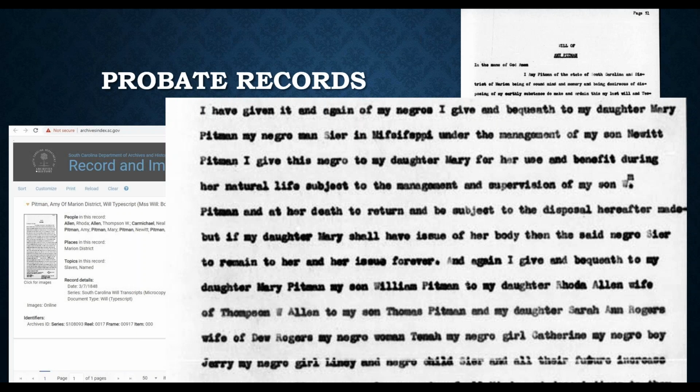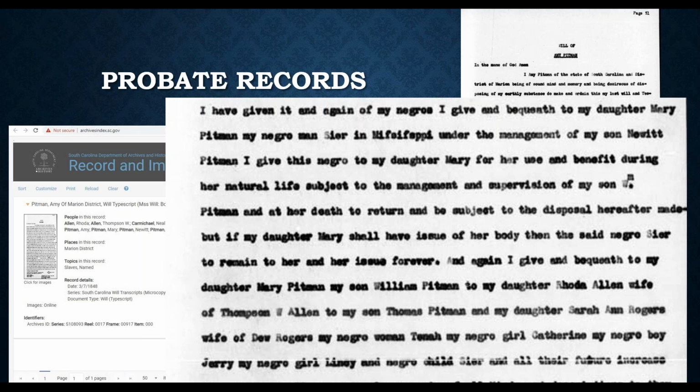And in the South, one of the things we have to deal with is that African Americans were owned as property. And so it is a little bit difficult sometimes to grapple with, but we have to deal with the documents as they are given to us. And just in case you can't see it all that clearly, I highlighted this part of it because it gives some important types of things to be looking for. So, and again of my Negroes I give and bequeath to my daughter Mary Pittman, my Negro man seer in Mississippi.